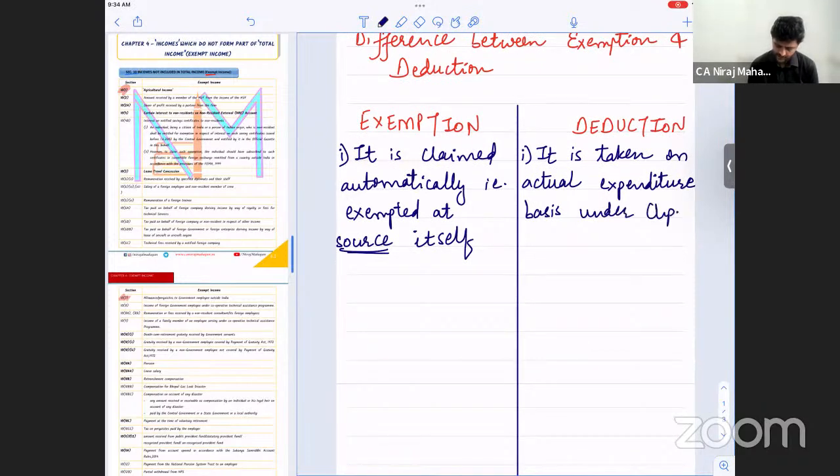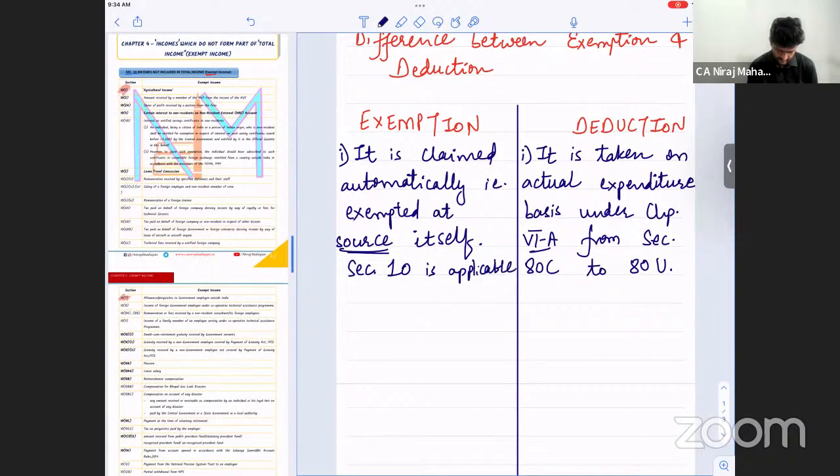Deduction is under Chapter 6A, from section 80C to 80U. From 80C to 80U. Here, what do we have as the relevant section? Section 10 is applicable for exemption, right?